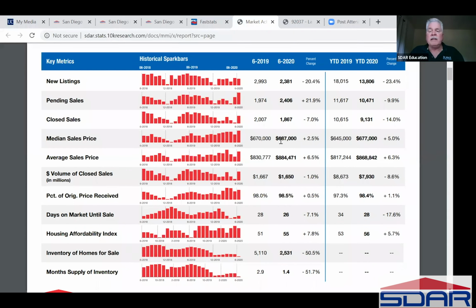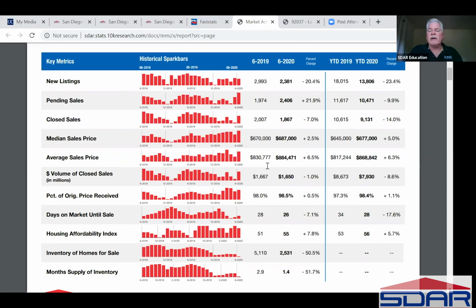So median sales price last year was $670,000. This year it's $687,000. Folks, I remember selling my first home I sold in Del Mar was $250,000. Okay, that was back in 1987, 88. And so I'm going to tell you that we've gone 3 times that. It's just a great investment.